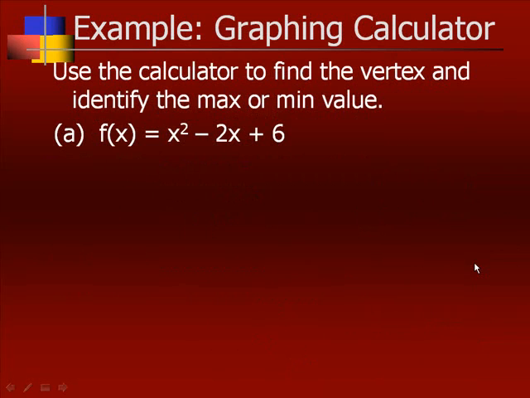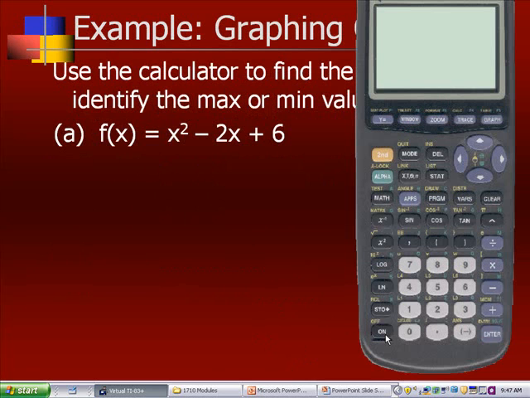Now, let's use the calculator to find the vertex and identify the max or min value. Okay, so what we've got is y equals x squared minus 2x plus 6. I'm going to go back to zoom 6 because I don't remember where we were zoomed out to. So we know it's a positive x squared. This is our vertex. The calculator will actually find the vertex for us. If we go to second, calculate, this was the minimum value, so we're going to choose option number 3.